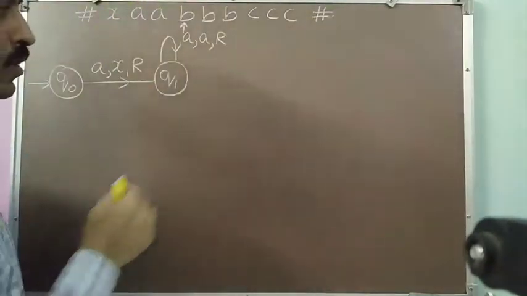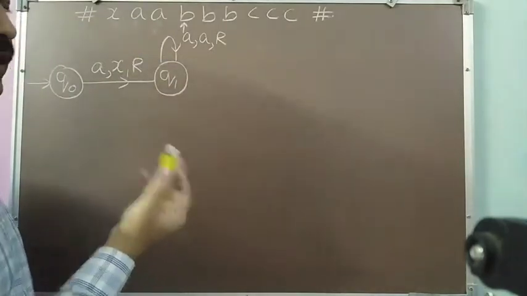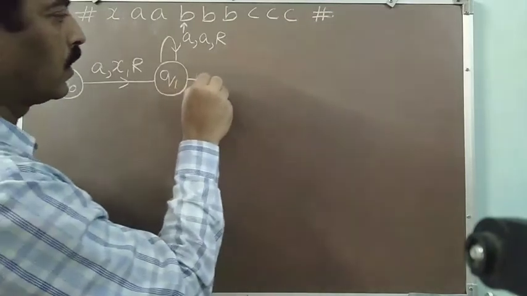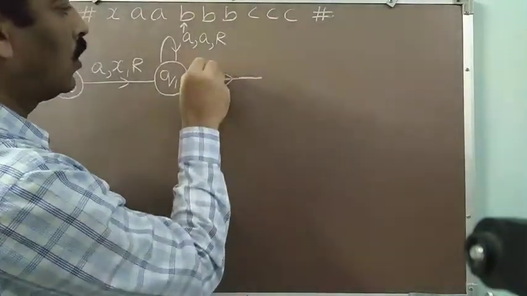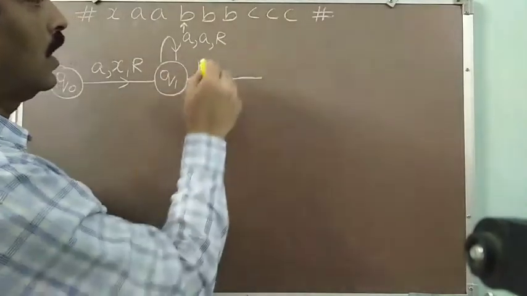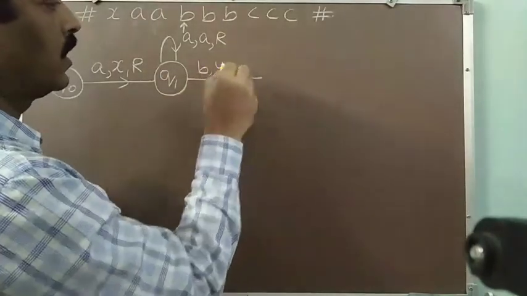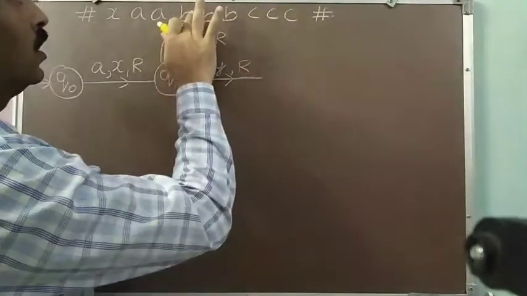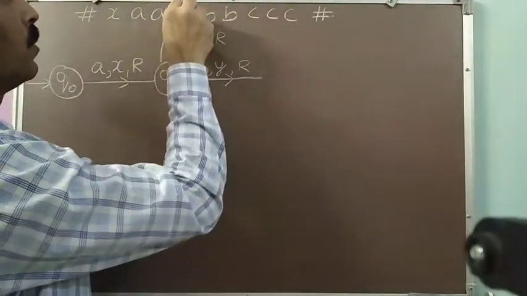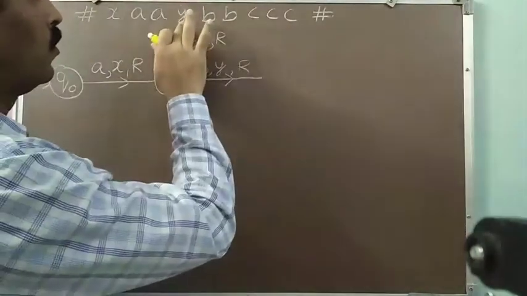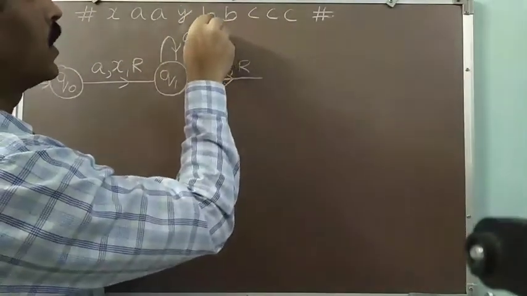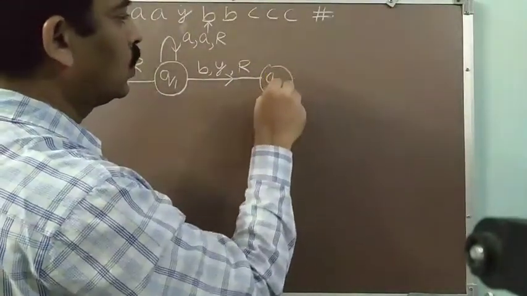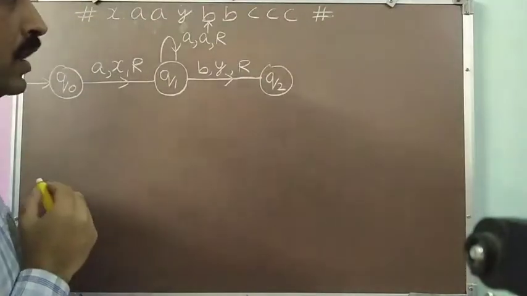So on finding the first B, now in the Q1 state, I have successfully found the first B. What I have to do with this B? I have to process this B. So on finding B, I will be processing it by writing Y in place of it and moving one position right. Okay, so in place of this B, I will be marking Y, and I will move one position right. So I will be coming to the next B. Now I will be moving to the state Q2.